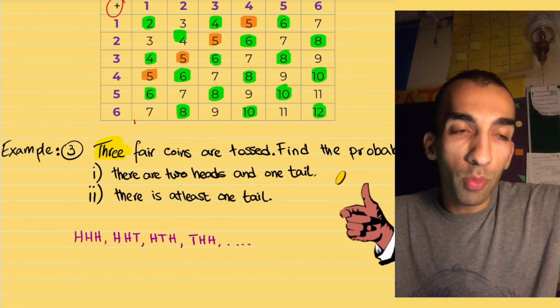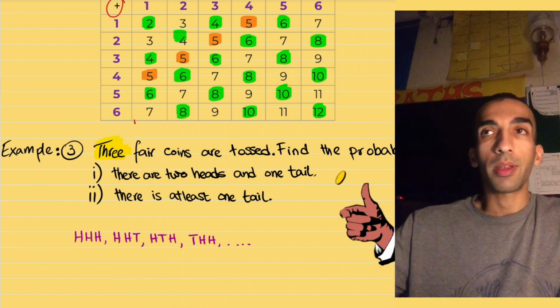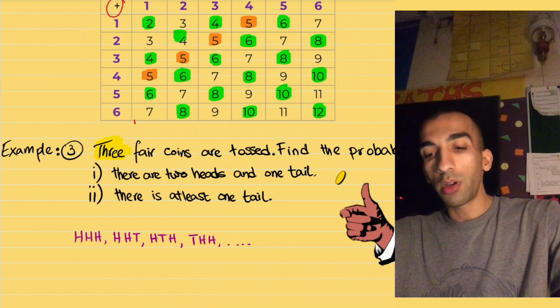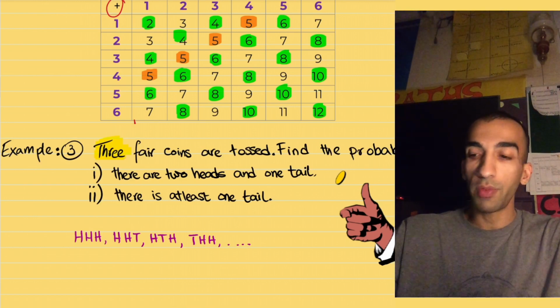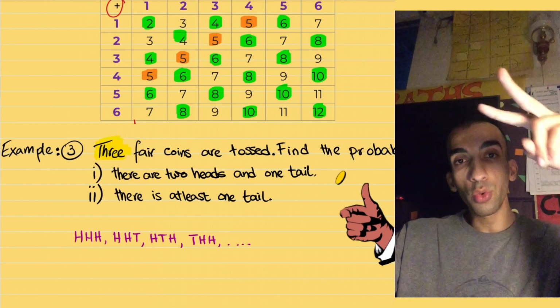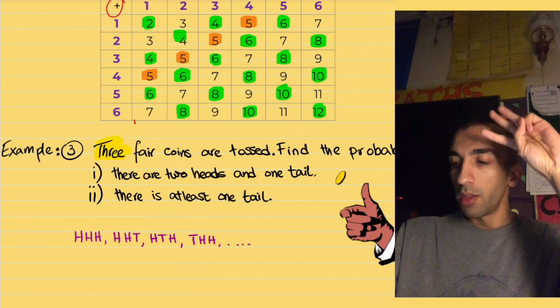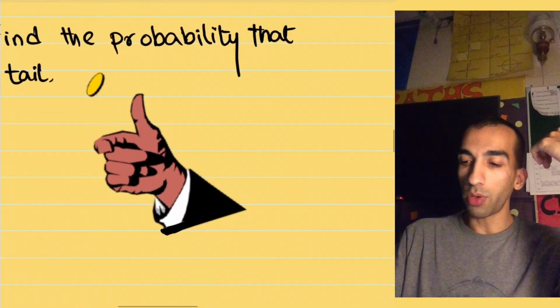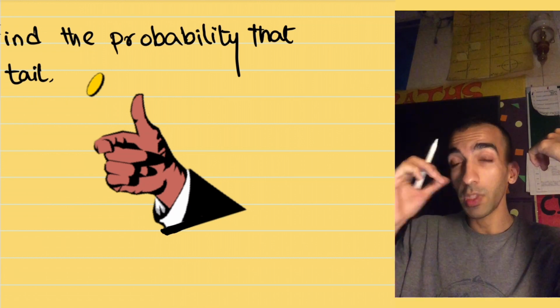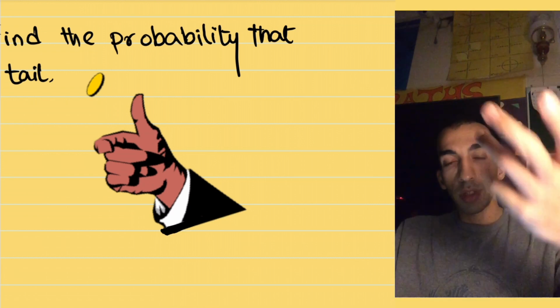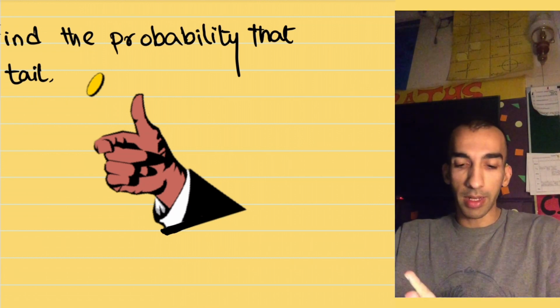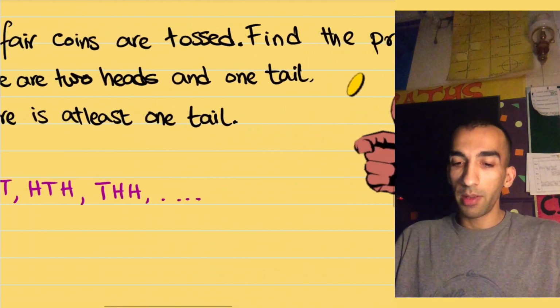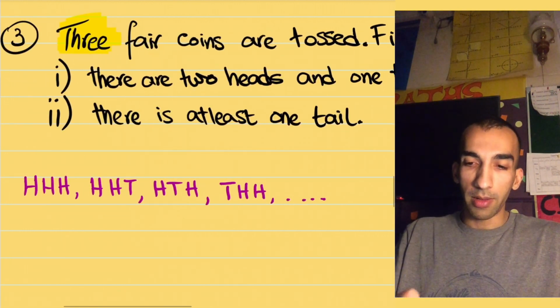The second most important and tricky concept is, no, I won't call it tricky, I'll just call it important. 3 fair coins are tossed. Whenever you have such a question where instead of 2, you have 3 components, find the probability that there are 2 heads and 1 tail. So for instance, imagine this guy is tossing a coin. Once he tosses a coin, he catches it and he looks at it and he records it's a heads, right? So he writes it down over here, heads.